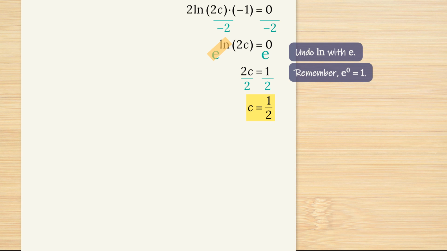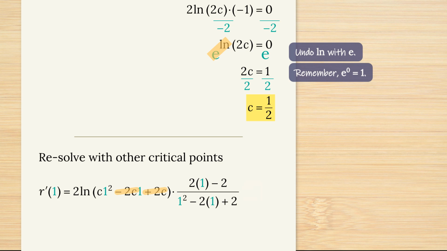This is the answer, but if we wanted to check our work, we can use the other critical points and see if we arrive at the same answer. At the critical point t equals 1, we also expect the first derivative to equal 0. That huge fraction cancels very nicely. We have 2 minus 2 in the numerator and a non-zero denominator, so that whole thing becomes 0, multiplied by 2 ln c. We know that c is positive, so we're not breaking any mathematical rules here. So 0 times something equals 0. T equals 1 actually doesn't help us because we have 0 equals 0.